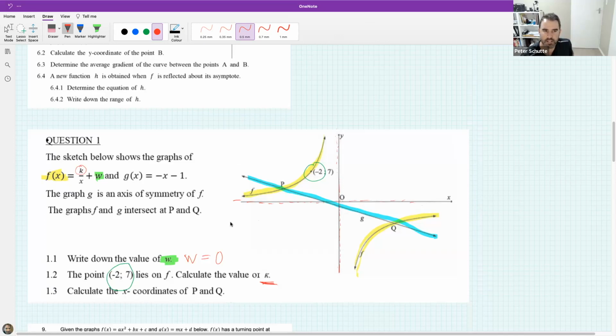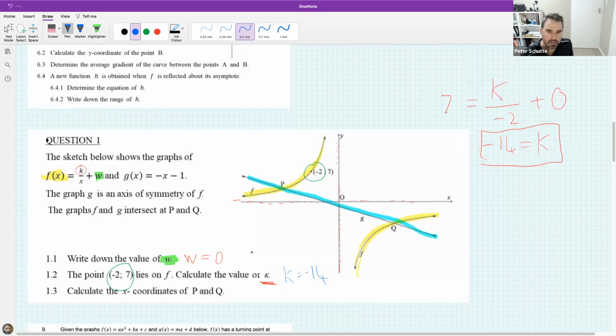So I think all I need to do is sub this value in. So (-2; 7), I'm going to replace the y with the 7. The k I don't know. The x has to be -2, and the w was 0. So this -2 times 7 should give me a k value of -14. Yeah, so k will be -14.